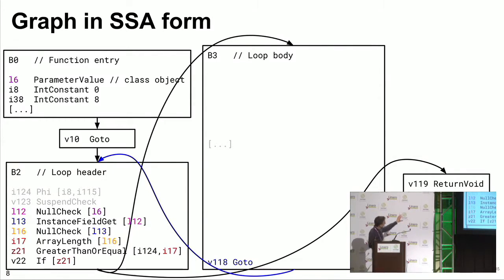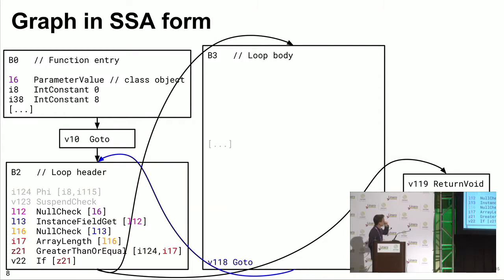On the left, we have a column that gives the identifiers of the IRs. The numbers are just indexes that are allocated increasingly as the instructions are created when we build the graph. They don't mean anything. They just identify every instruction. The prefix letter indicates the type of the IR. If we look at the array length, for example, it represents I17 in red in the middle here. And it indicates that the array length is an integer. And we see that this I17 is used in the greater than or equal comparison just below.